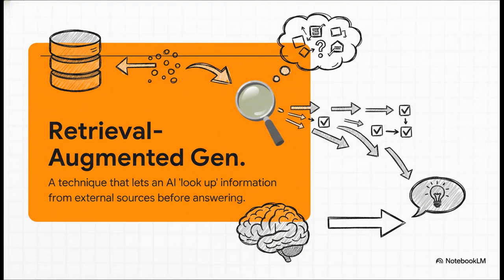So, how does RAG fix this? Well, it's basically like giving an AI a real-time research assistant. Before it even tries to answer your question, the AI goes and searches through an external library. This could be your company's private documents or even the live internet. It finds the most relevant, up-to-date info, and then it uses that to build its answer.